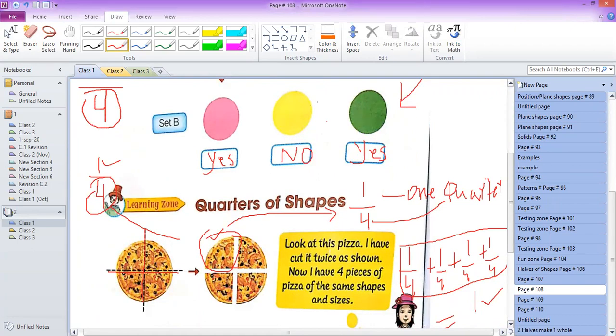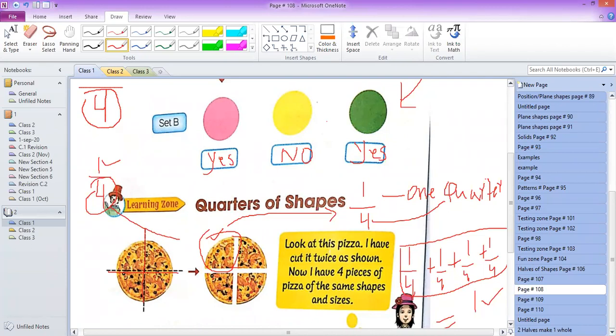For this pizza, first your mother cut it into two equal parts, vertically. Then she cut again into two equal parts. So now there are four equal pieces of pizza. If your mother gave one piece to you, you will say, Mother, I am eating only a quarter of the pizza. I need more. Ideally I eat half of the pizza, but today you are giving me a quarter. I need more. I am feeling hungry.